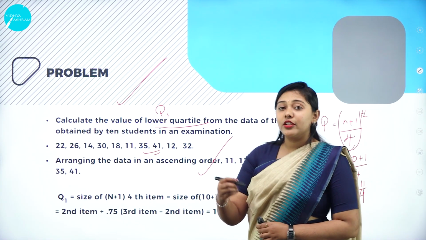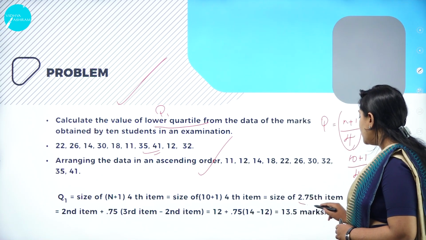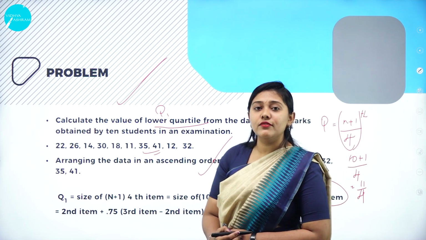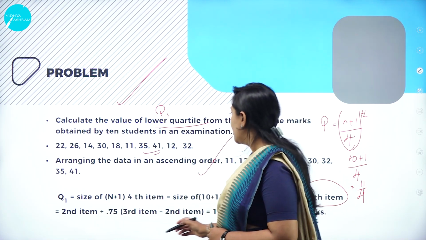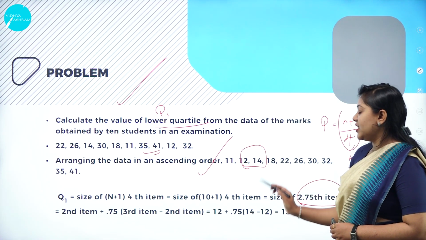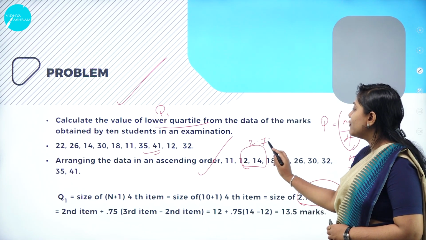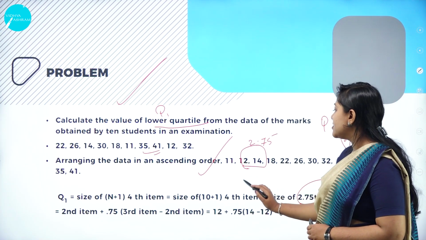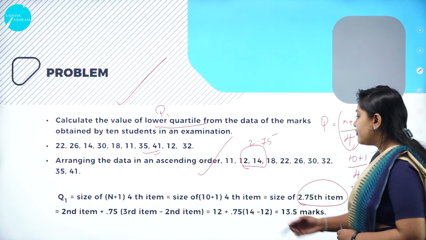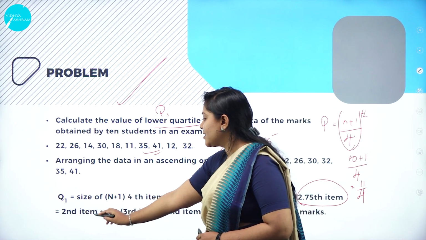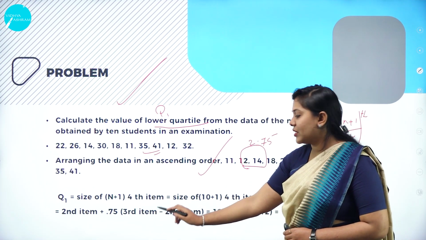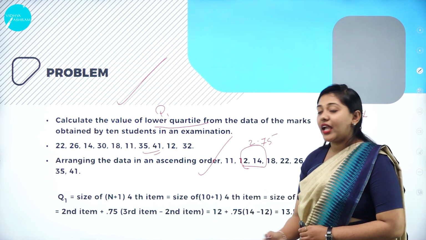So the answer you will get is 2.75th item. What is the 2.75th item in the given series? It lies between the second and third items, because we have 2.75. Now how do we get the number? The formula will be second item plus 0.75 multiplied by (third item minus second item).